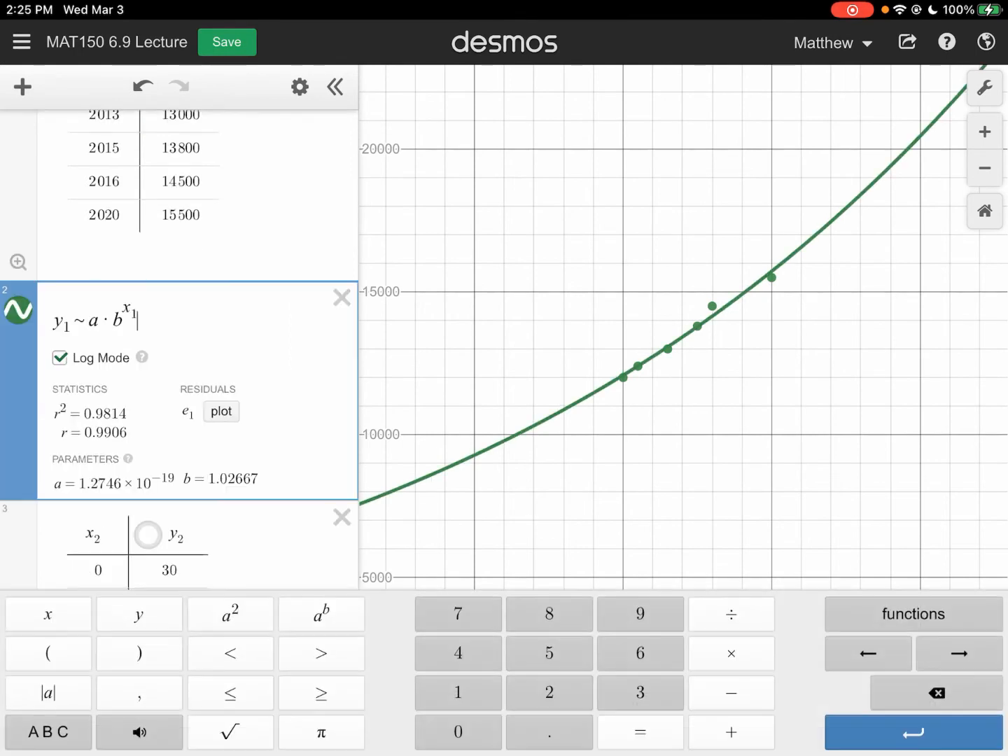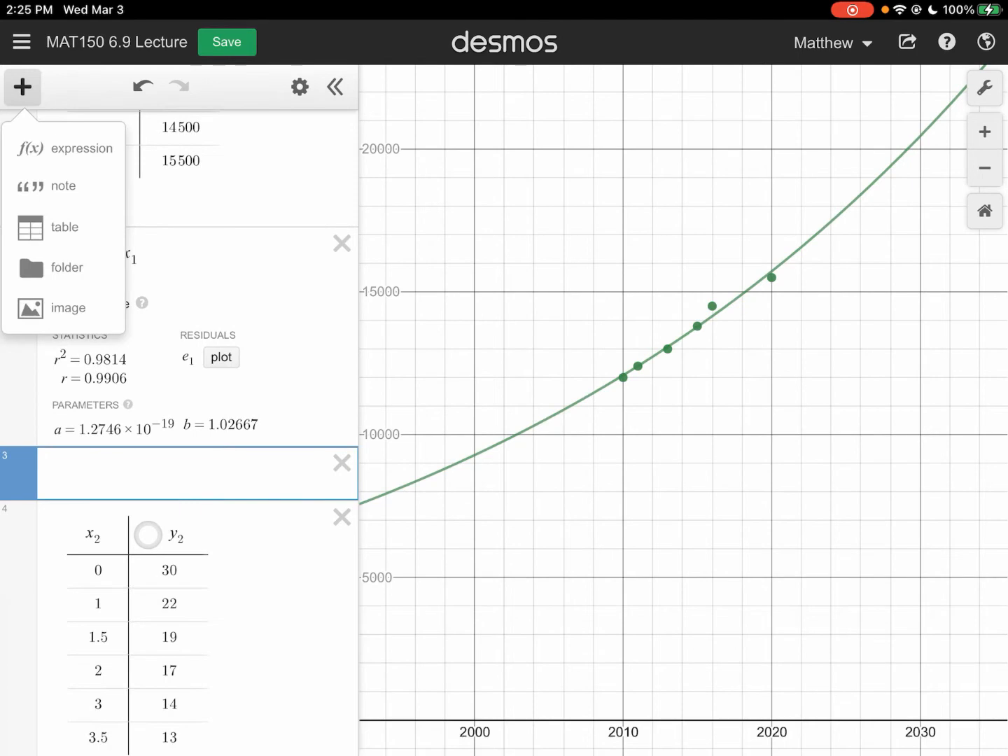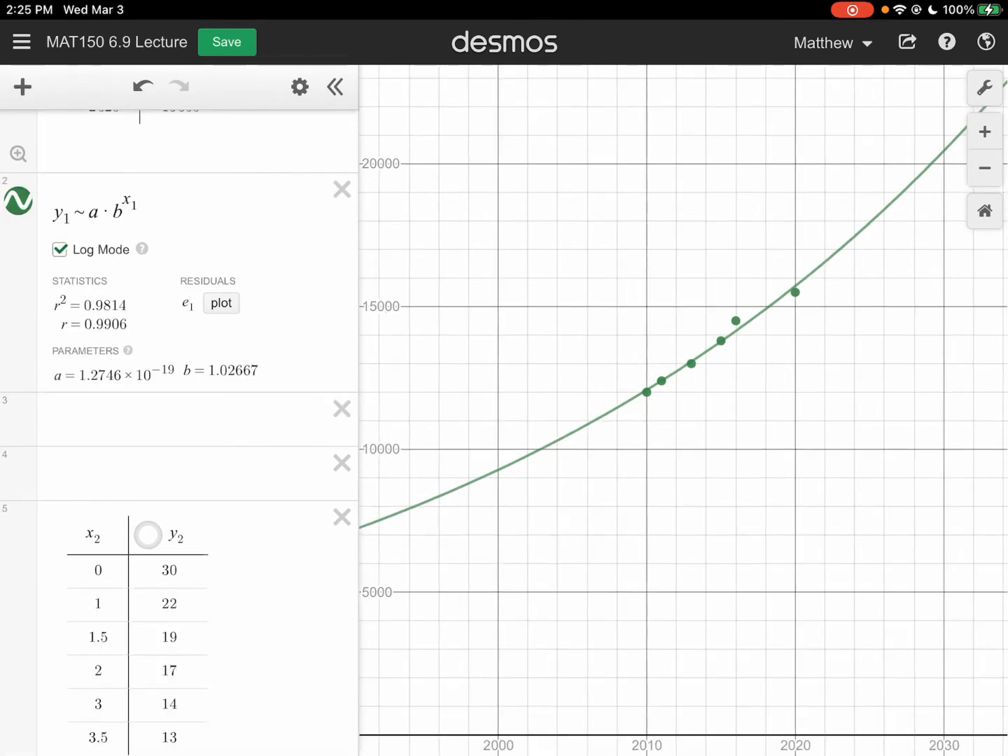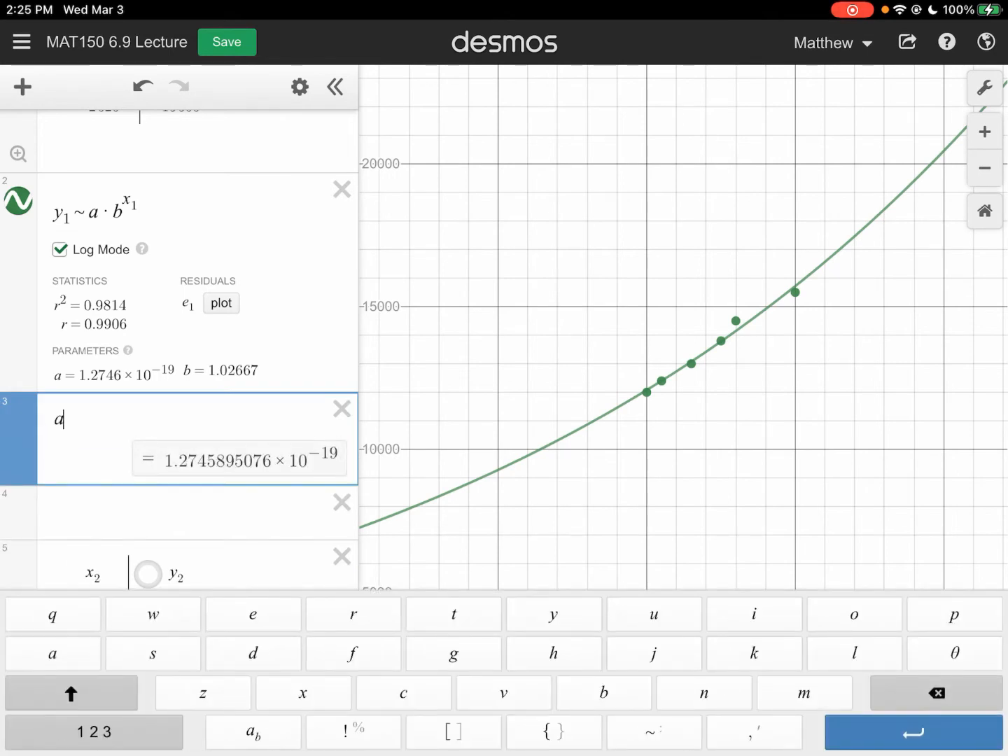I'm going to insert a few lines here. So I'm going to say plus and go to expression, and let's add another one. So the a is extremely small, you'll notice. It's 1.2746 times 10 to the negative 19. So it's like moving the decimal to the left many places. If you want to see more digits of a, though, then you can simply just type in the letter a here, and you'll see a few more digits.